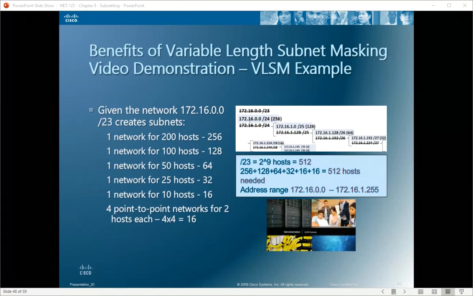So we go from 0.0, and now we create 1.0/25, and that gives us 128 hosts. But we still need to divide it further. So we're going to take the next one, and we're going to take the second half of the second half and divide it again, and again, and again. And then when we get down to 16, instead of breaking it down into 8, we're just going to go ahead and take 4 point-to-point networks for 2 hosts each, so 4 by 4, giving us our breakdown here.